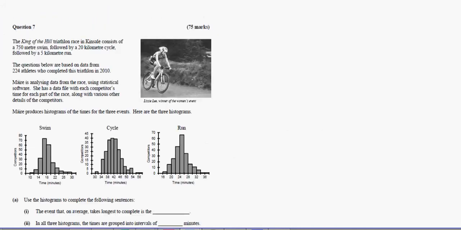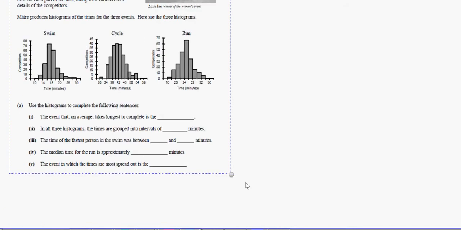Now next one. The King of the Hill triathlon race in Kinsale consists of a 750 metre swim followed by a 20 km cycle followed by a 5 km run. The questions below are based on 224 athletes who completed this triathlon in 2010. Moira is analysing data from the race using statistical software. She has a data file which compares time for each part of the race, along with various other details of the competitor. Moira produces histograms of the times for the 3 events. Here are the 3 histograms. Use the histograms to complete the following sentences.